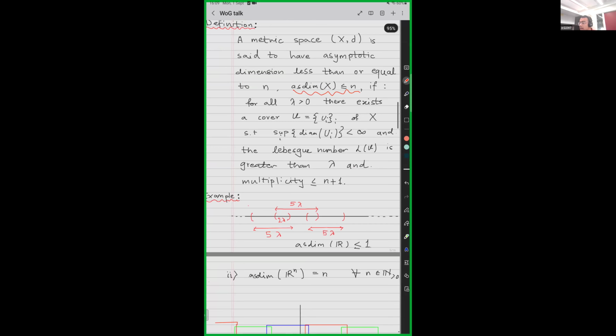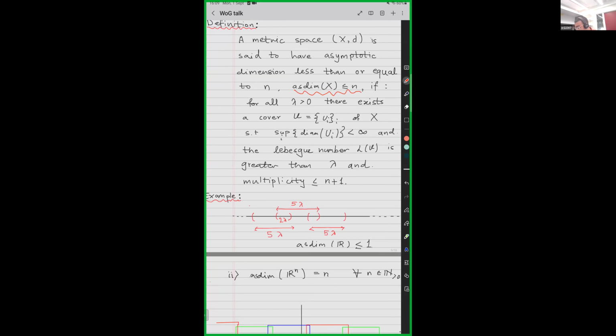So here is an example. We're looking at the real line, and the asymptotic dimension of the real line is actually exactly 1, but we're just going to show here that it is less than or equal to 1. So given lambda, we cover the real line with intervals of length 5 lambda, such that adjacent intervals overlap in a segment of length 2 lambda, right? And that can easily be achieved.